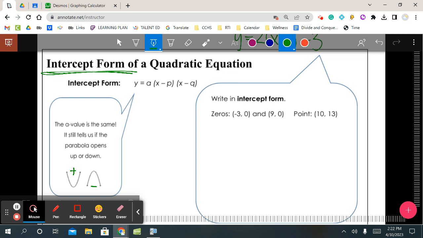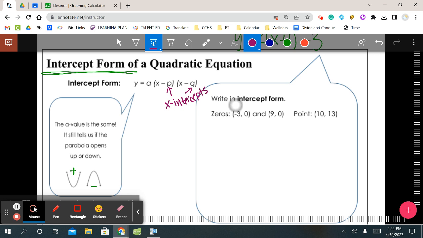You're like, well, why do you need that? Because if you are given your zeros and a point, you don't have your a value unless it's graphed or you're given a table. Your zeros, your p and your q, represent your x-intercepts. And you're going to have to plug in the other information to find your a value.